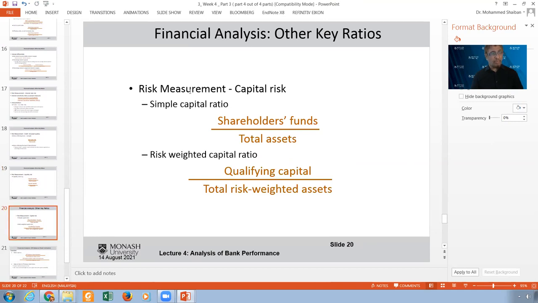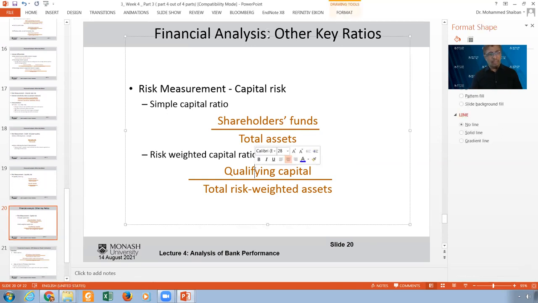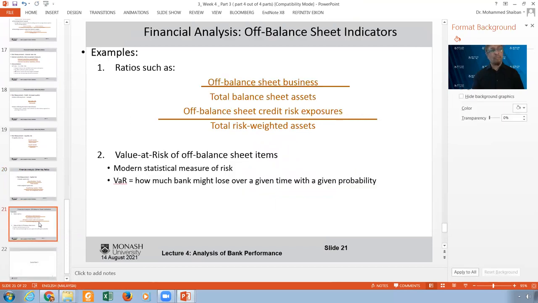We understand the capital risk, which is the shareholders' funds over the assets. This is the capital ratio, actually, the simple capital ratio. And this is the capital ratio according to Basel. So when we talk about qualifying capital, we are talking about Basel, which uses risk-weighted assets, which I think I already gave you in the pre-class activity. Sorry, and this is just the simple ratio: equity over total assets. And finally, we have off-balance sheet. Now, off-balance sheet, we have 2 measures.